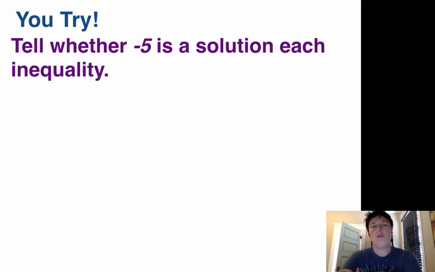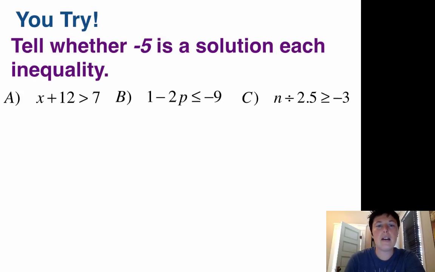And I'm going to have you guys try some also and see if you're getting the hang of this. So here's your you try problem. Tell whether negative 5 is a solution to each of the inequalities that I'm going to show you down below. So I'm going to give you 3 problems, an A, B, C. You're going to maybe need to pause the video and write these down. But your job is to test negative 5 on each of these inequalities. So please pause the video right now, write them down, see if you can solve these, and then check your answer when you're ready.